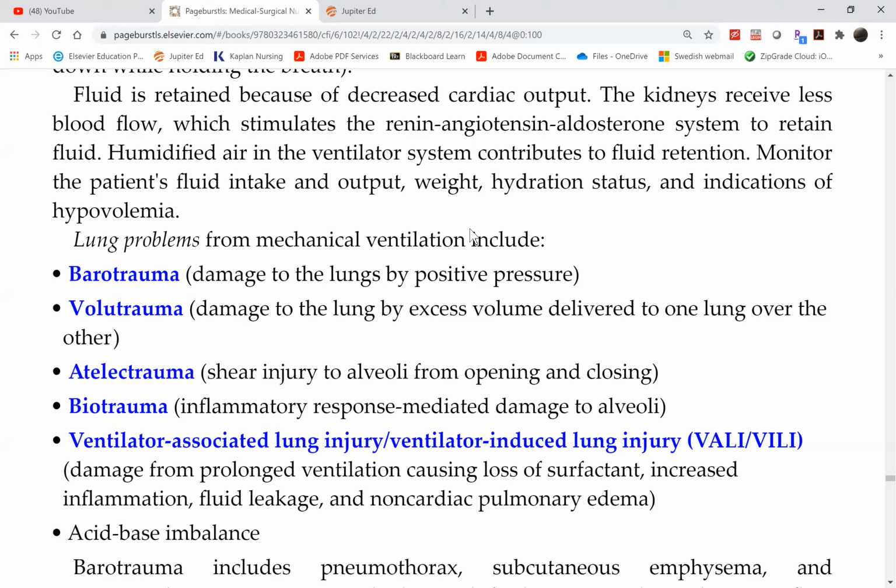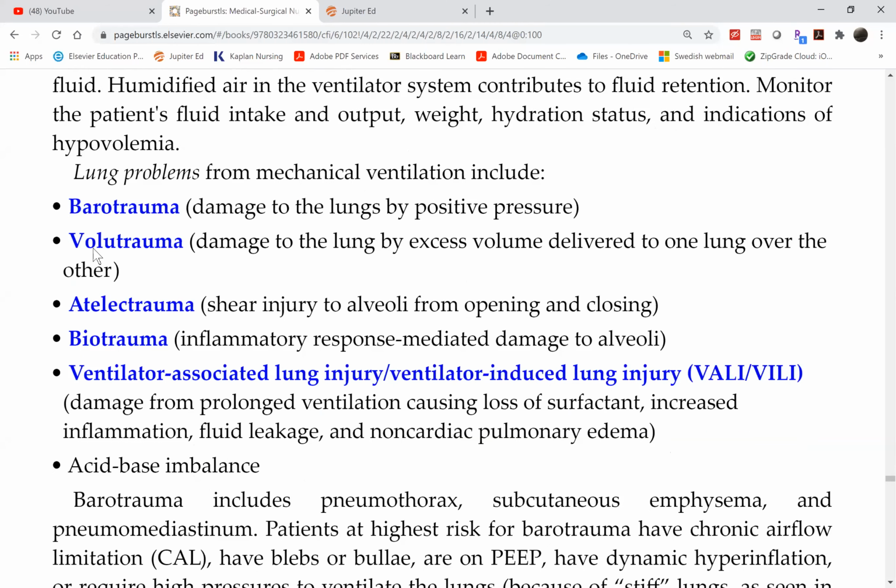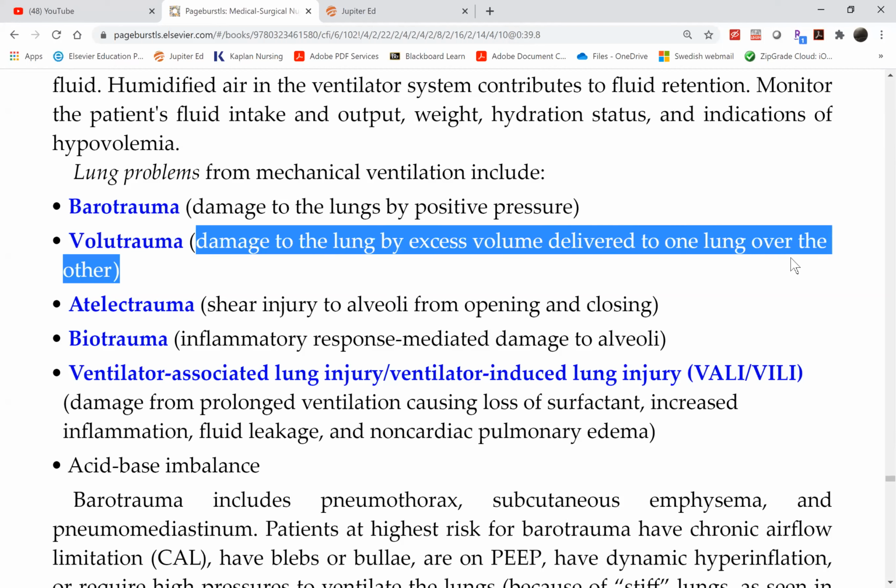That's volume trauma, Professor? Yes. What was the question? For the ET going into the right mainstem bronchus, that's relative to volume trauma? Yeah, volume trauma, meaning your tube is right here. So damage to the lung by excess volume delivered to one lung. Usually the cause of that is a displaced ET tube. The tube was pushed down too deep.